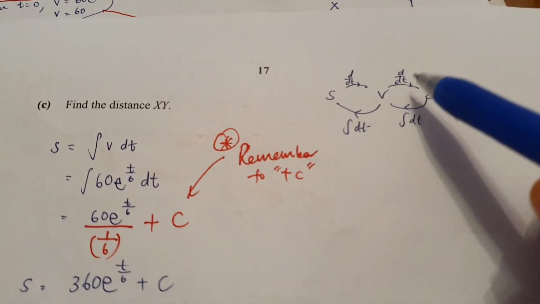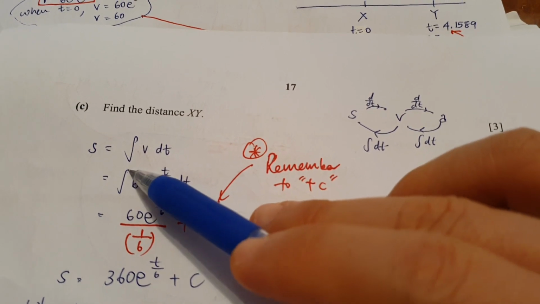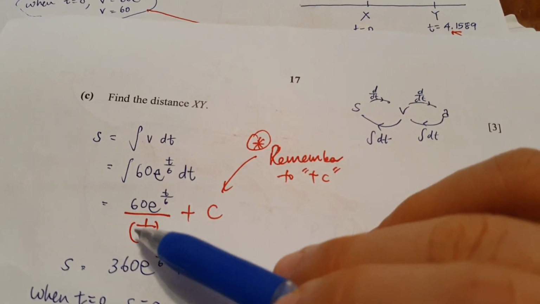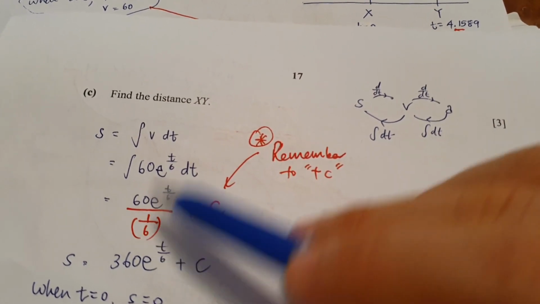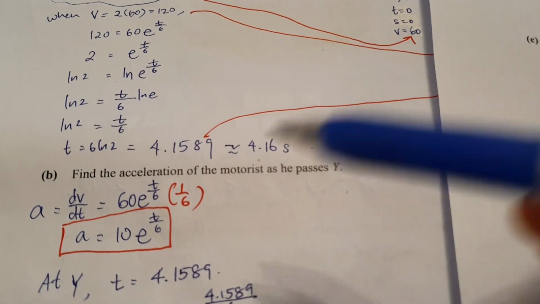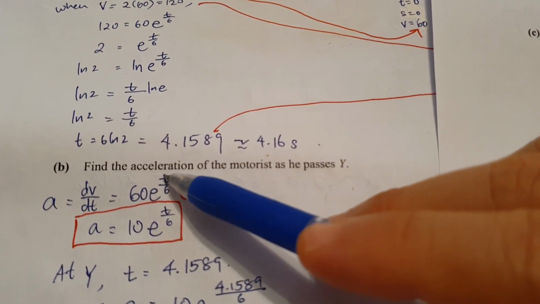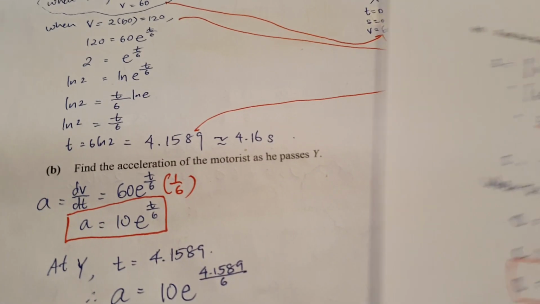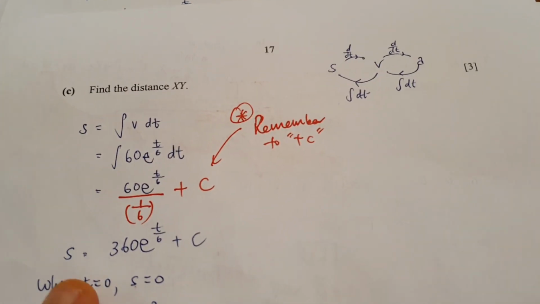So to find s, I integrate the velocity. I just photocopy this, then I differentiate the power and I divide. So please don't be confused. When you integrate, you divide. Just now when I differentiate, I multiply by whatever power is here. Please do not get confused in the exam. A lot of students are confused in the exam and then lose marks. So this is your s.